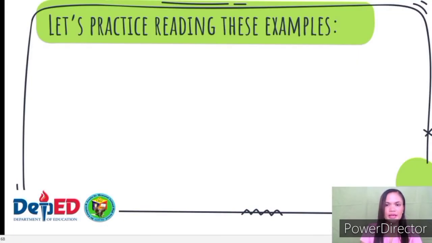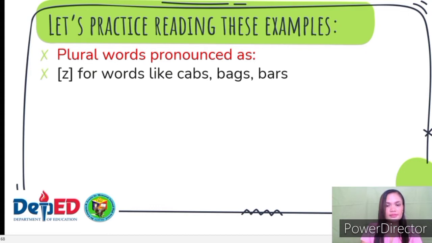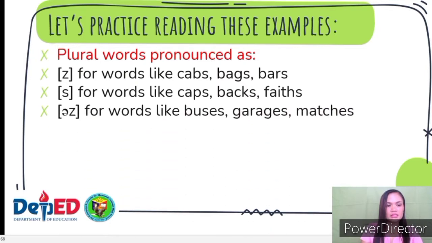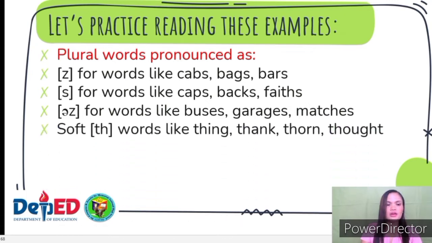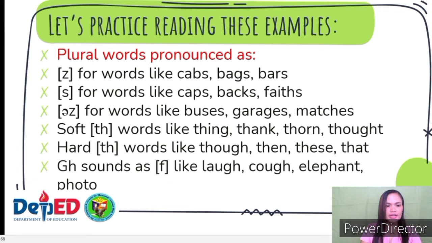Let's practice reading this example. Plural words pronounce as z for words like cabs, bags, bars. For words like cops, backs, fades. Z for words like buses, garages, matches. Soft words like thing, think, thorn, thought. Hard words like though, then, this, that. GH sounds as f like love, calf, elephant, photo.